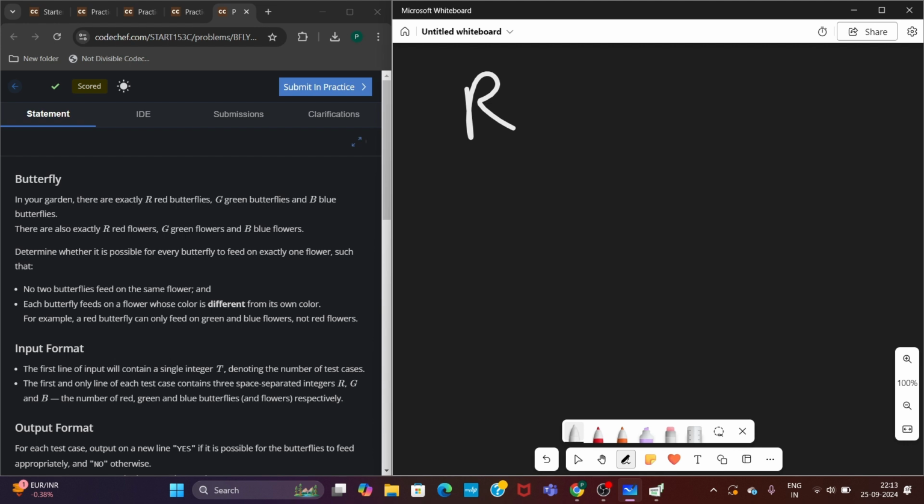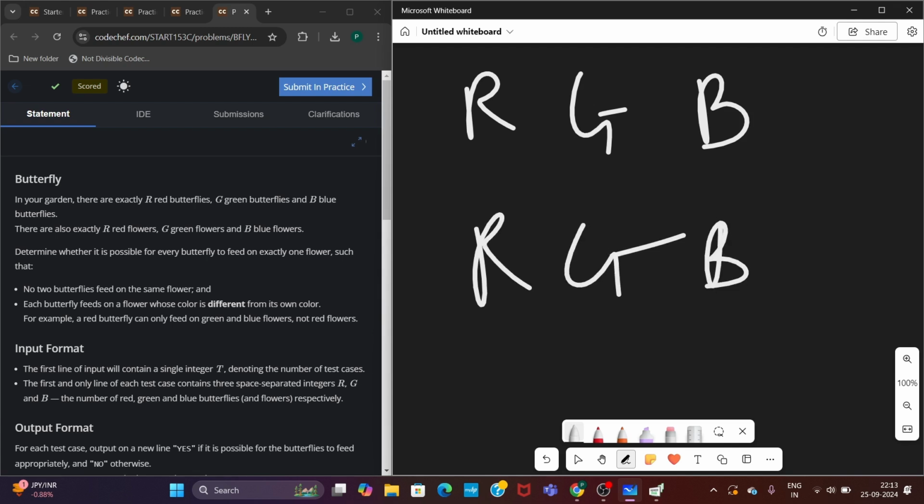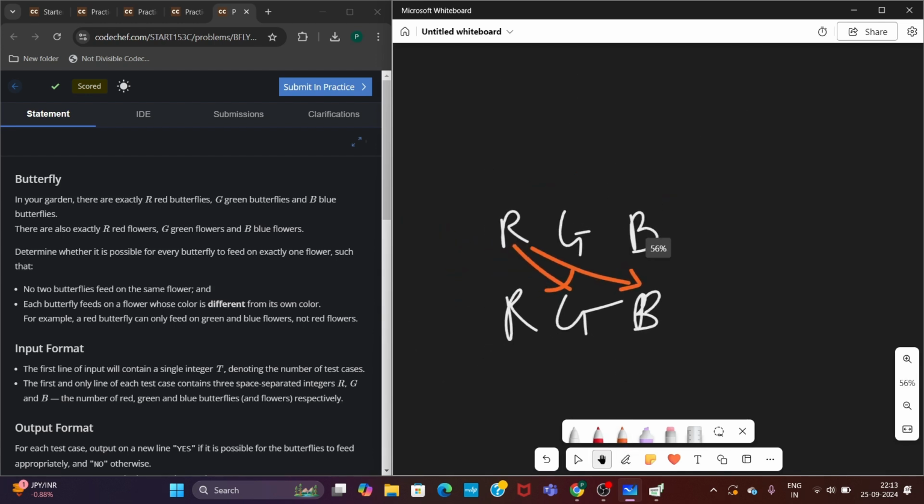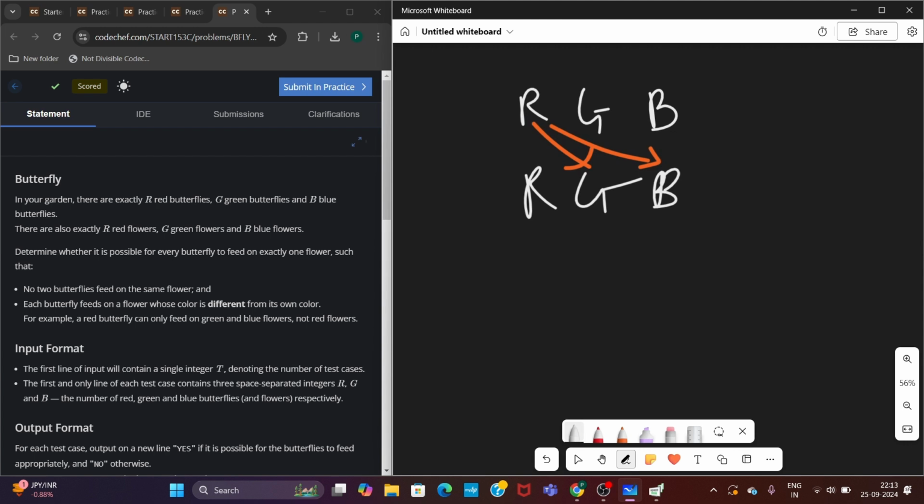We have been given three types of butterflies, red, green and blue, and flowers also red, green and blue. So basically, a red butterfly will not feed on the same colored flower. This red butterfly has to feed on green or blue. In any one of them it can feed, but also each butterfly can feed only on one flower. So these are basically the main constraints we have been given.